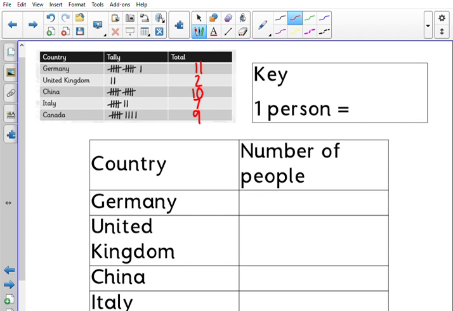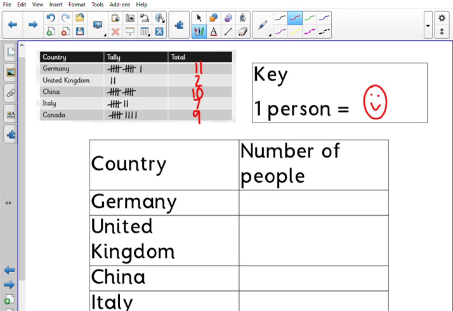Now, my key is what my picture is going to be. And I can decide what my picture is. I could choose a stick man, I could choose a smiley face, I could do whatever it is to represent one person. So I'm going to choose a smiley face for my person. Okay, so one person is one smiley face. And I'm going to fill in a couple of these countries, and then it's your job in just a moment to fill in the rest of those countries on your worksheet.